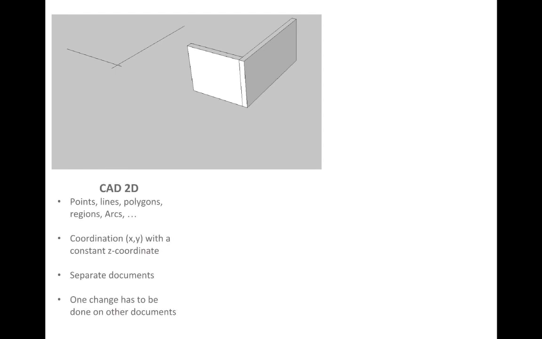If you remember, we discussed this at the beginning of the term. When we were working on AutoCAD 2D, we were dealing mostly with points, lines, polygons, regions, and arcs, and basically all those have coordinate information, x and y, and sometimes a constant z factor associated with that. But as we discussed, and as you experienced, they are all separate documents. So when you change something, you have to change it in other documents as well.